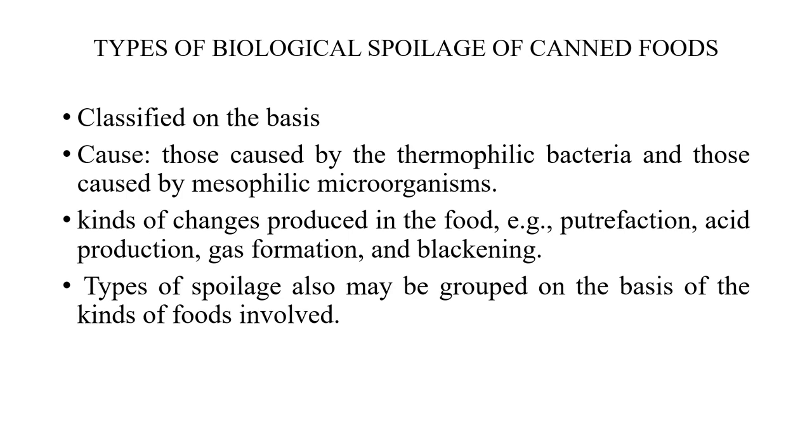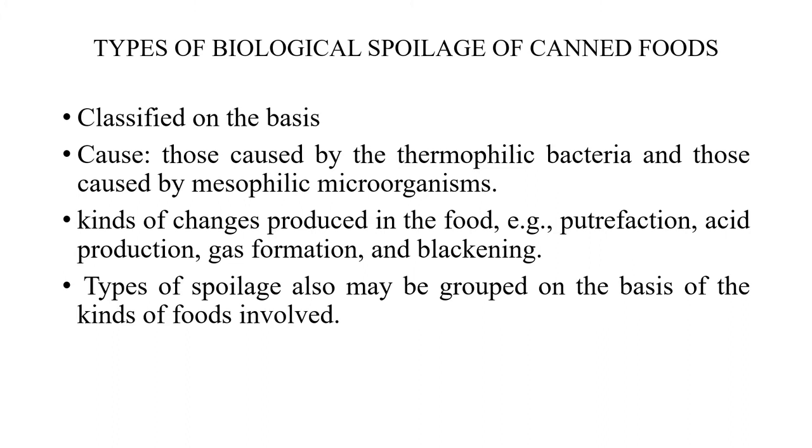Coming to the types of biological spoilage of canned food, first we classify it on the basis of the cause: spoilage caused by thermophilic bacteria and spoilage caused by mesophilic microorganisms. Next is the kind of change produced in the food, like putrefaction, acid production, gas formation, and blackening. Also, spoilage may be grouped on the basis of the kind of food involved.